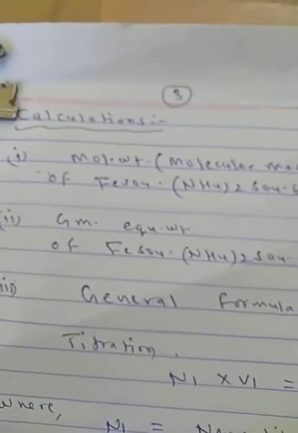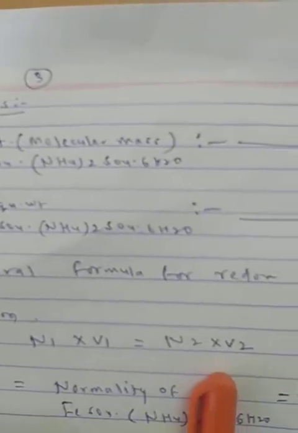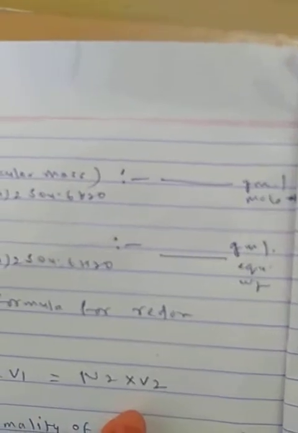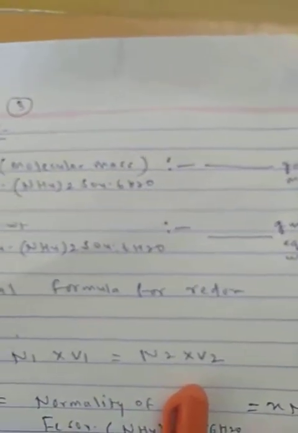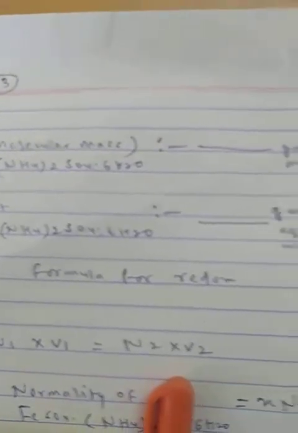You have to write the calculation first. Molecular weight, molecular mass of ferrous ammonium sulfate is equal to dash grams per mole. I will show you how you have to write it; till now you keep the blank space. Then gram equivalent weight of FeSO4(NH4)2SO4·6H2O is equal to dash grams per mole.